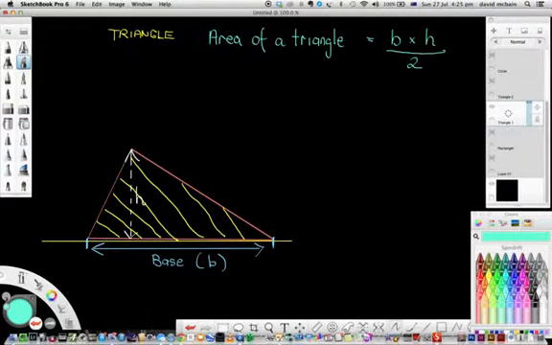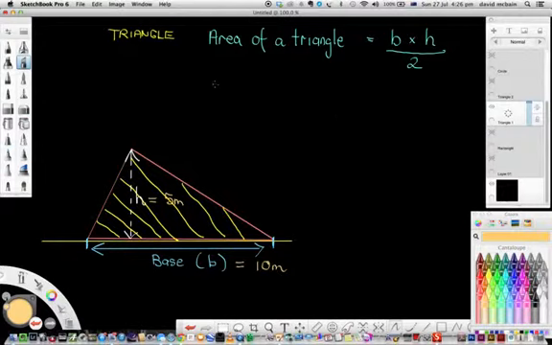So let's put some figures in here and do an example. Let's say for a moment that the base of our triangle is 10 metres. And let's say that the height of our triangle is 5 metres. That's a pretty big triangle, but never mind. So a base of 10 and a height of 5.